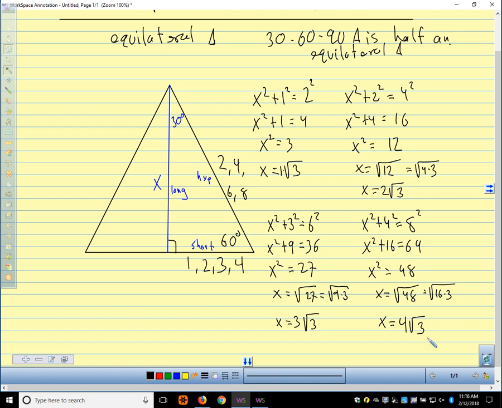So every time we do this, the short side is half as long as the hypotenuse, and the long side is square root of 3 times the short side. So that's going to be our 30, 60, 90 theorem. We could keep going. We could test with all kinds of things, and it's always going to turn out this way. So let's write that down as our theorem.